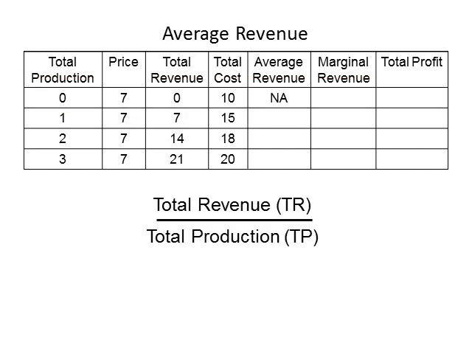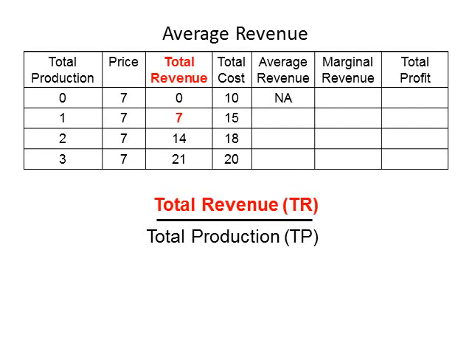The first step in the process of calculating the average revenue is to write down the formula. The formula for calculating the average revenue is total revenue divided by total production. After writing down the formula, locate the total revenue column in the table and the total revenue in the formula. Notice that the total revenue in the second row of numbers is 7. Replace the total revenue in the formula with the value in the second row of the total revenue column, in this case 7.